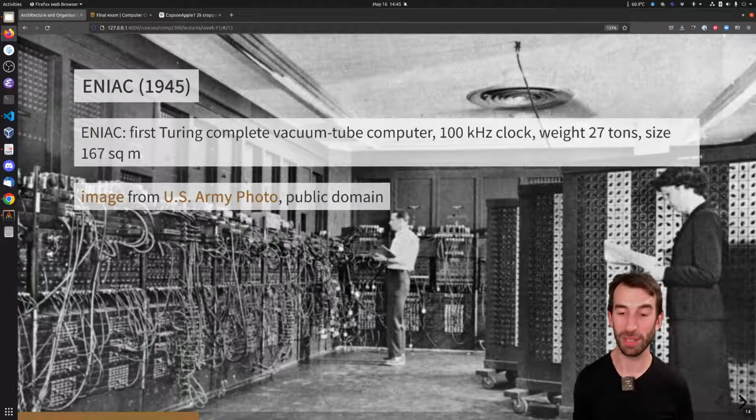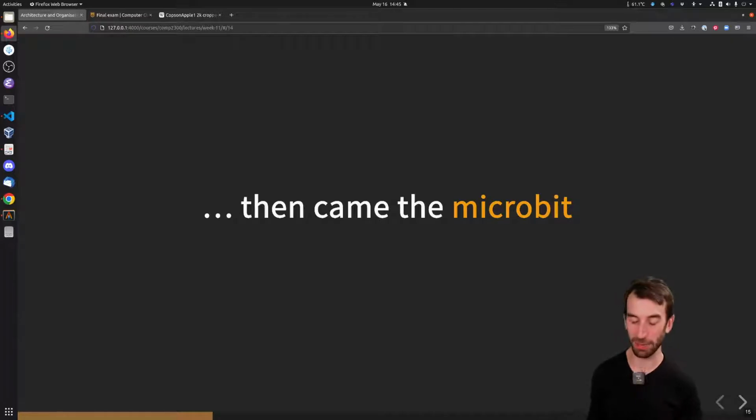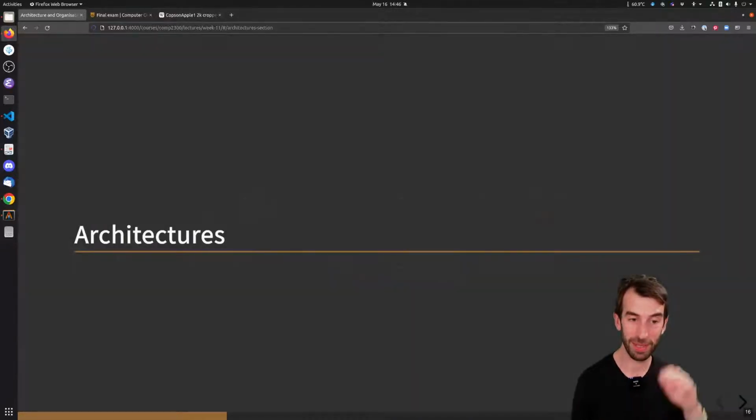So vacuum tubes were something more like a transistor, but still this is something huge, taking up a huge room, or a building really, 167 square meters. And then came the micro:bit. Well, there are many computers in between those old things, and we looked at a couple last week. But in that early period, people were starting to organize the components of a computer together in a way that made sense and could be used in many computers we've seen since.